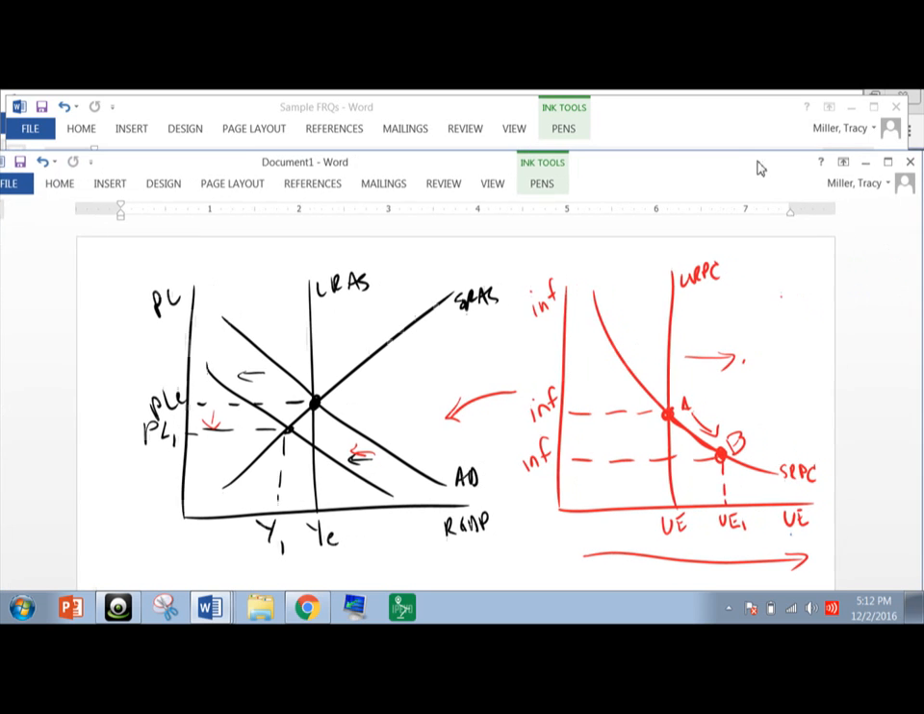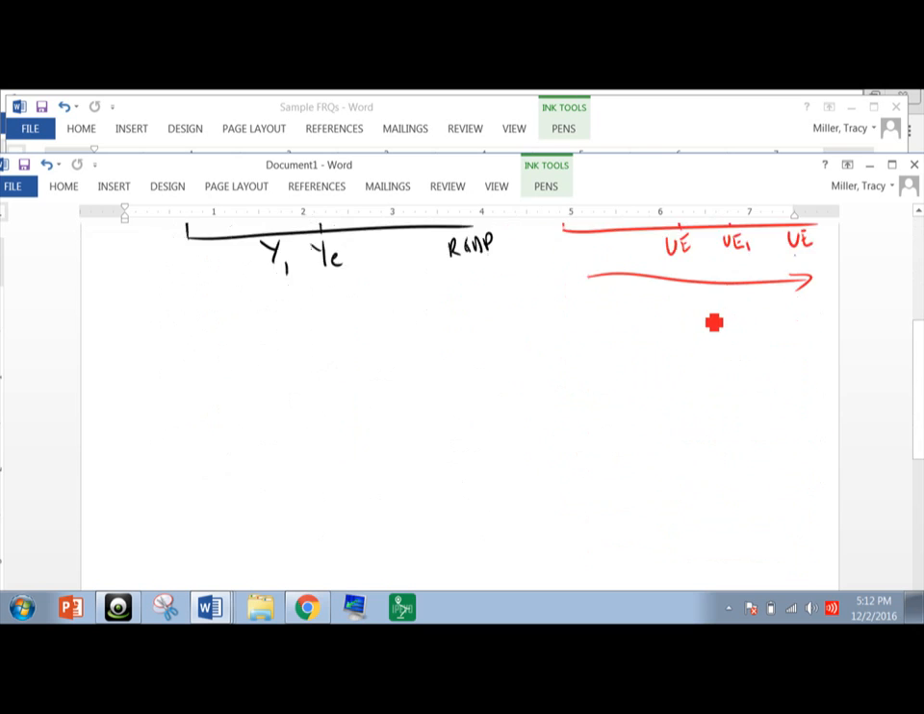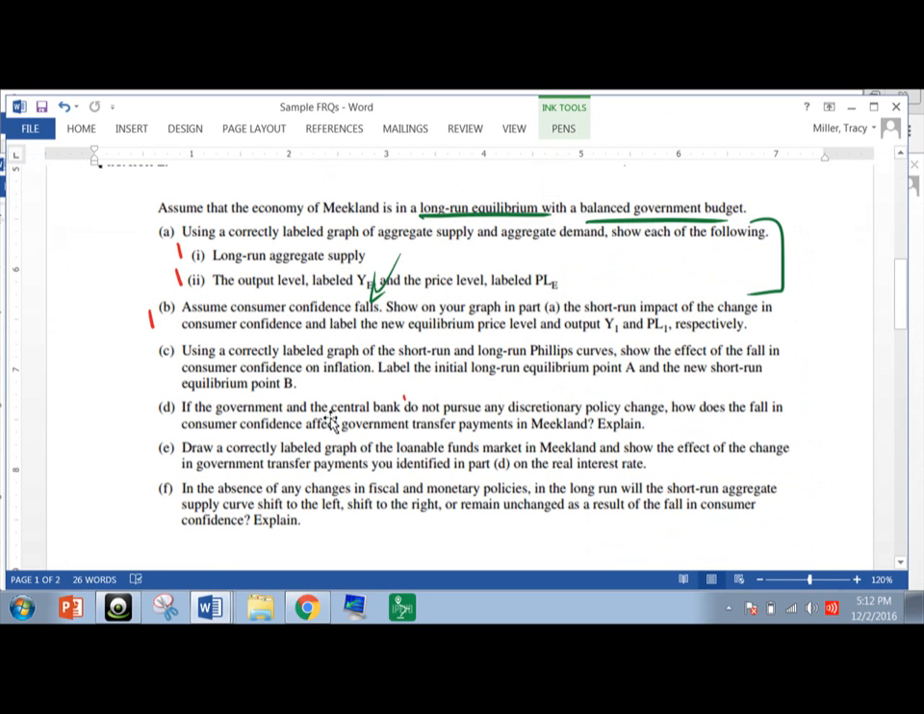All right, so the next part of the question is asking us to now think about government policy. So it says, if the government and the central bank do not pursue any discretionary policy change, how does the fall in consumer confidence affect government transfer payments? I'm so excited that this is coming up because in class we talked about the transfer payments on that quiz.